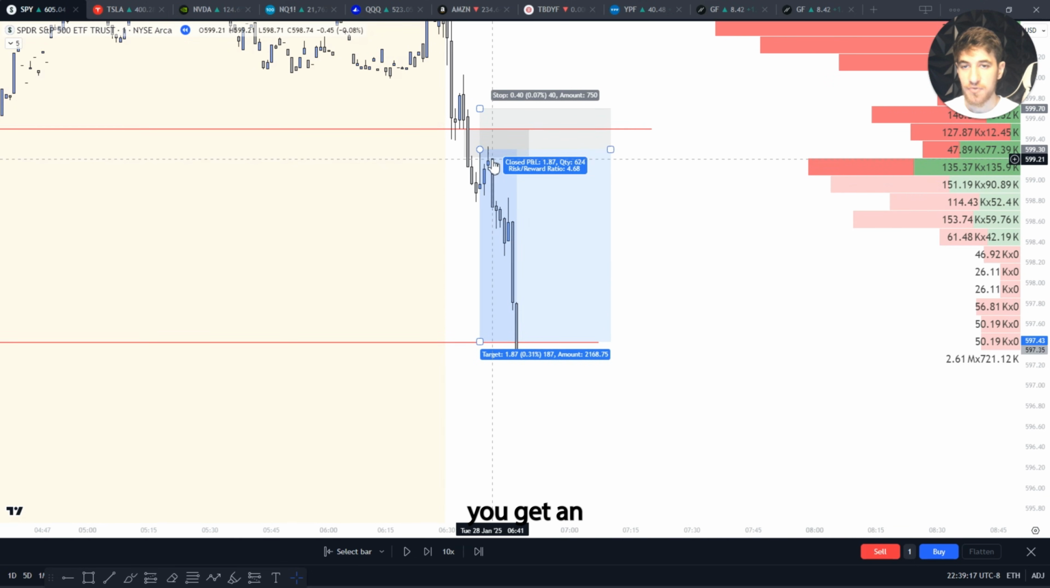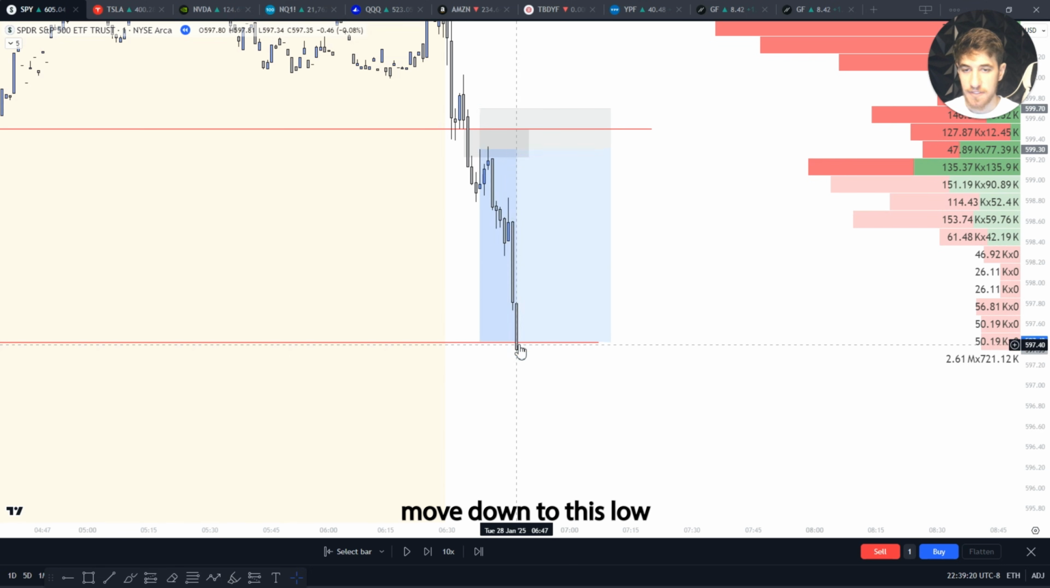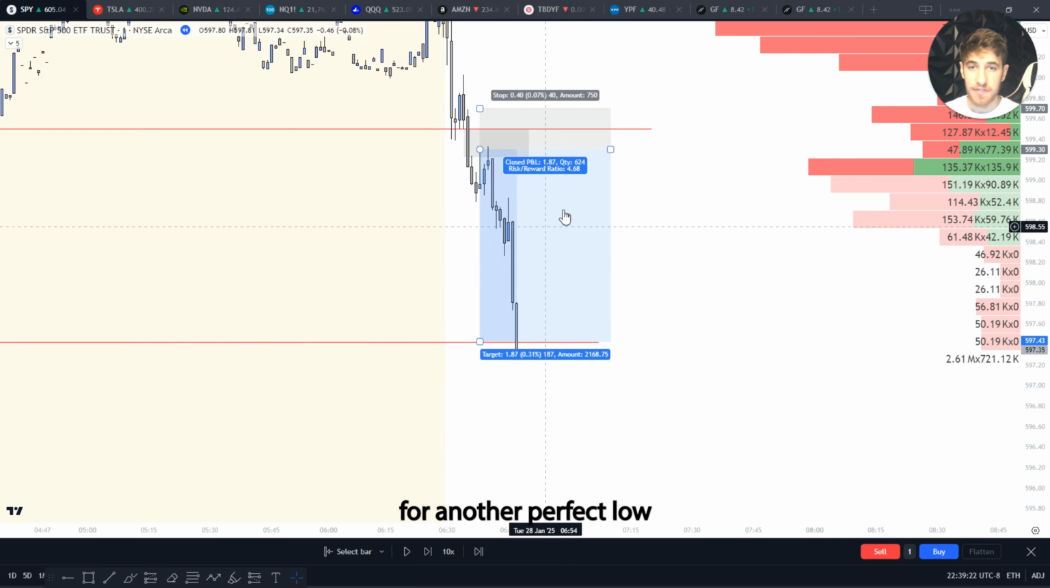So from that fair value gap, you get an absolutely perfect move down to this low right here for another perfect low risk, high reward trade that we can find every day.